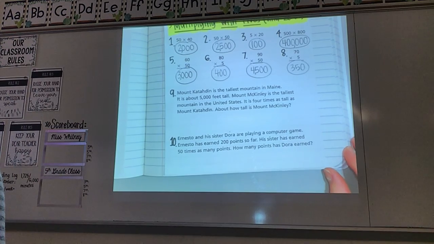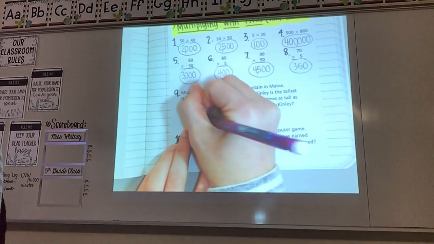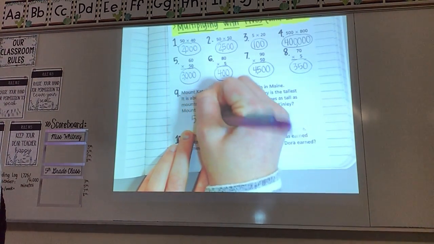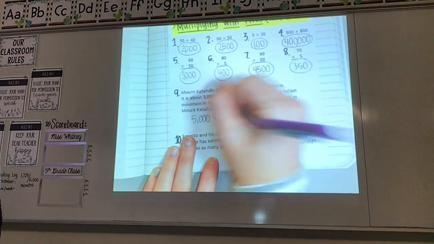All right, a couple of word problems here. Number 9, Mount K is the tallest mountain in Maine. It is about 5,000 feet tall. Mount McKinley is the tallest mountain in the United States. It is 4 times as tall as Mount K. About how tall is Mount McKinley? How would I figure out how tall Mount McKinley is with the information they have given me? Well, I would take 5,000 because that's Mount K, and it says that Mount McKinley is 4 times as tall. So I'm going to times it by 4.